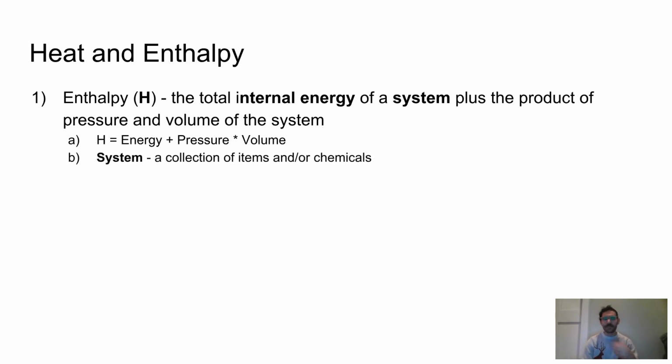And a system is a term we're actually going to use a bunch. Let's talk about that. A system is a collection of items or chemicals. So if I'm studying a reaction, it's usually going to be inside a container. That whole container and whatever chemicals are inside would be the system that I am studying. Everything else would be the surroundings. But the system is whatever stuff you are interested in studying.